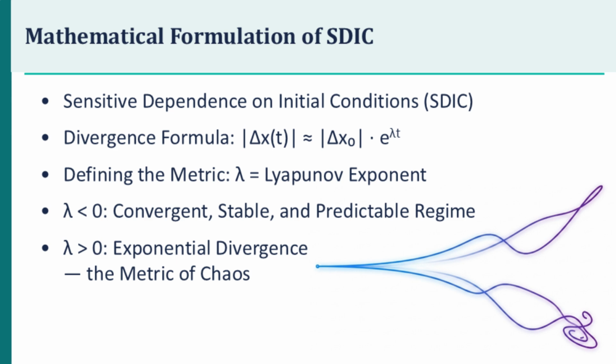In this formula, the Greek letter lambda represents the Lyapunov exponent. If lambda is negative, the trajectories converge, meaning the system is stable and predictable. But if lambda is positive, the distance between the two trajectories blows up exponentially fast. This positive Lyapunov exponent is the definitive mathematical signature of chaos. It means that no matter how advanced our computers become, or how many decimal places of precision we use, any measurement error, even at the quantum scale, will eventually expand to dominate the entire system, making long-term forecasting fundamentally impossible.